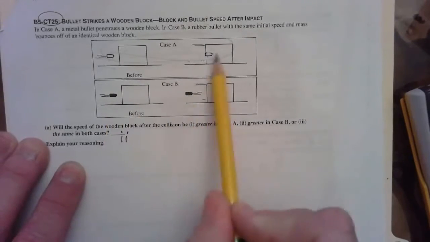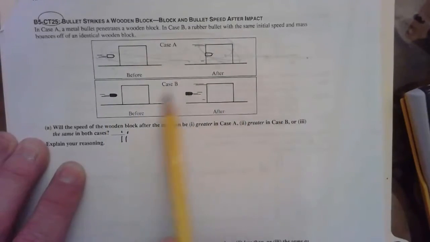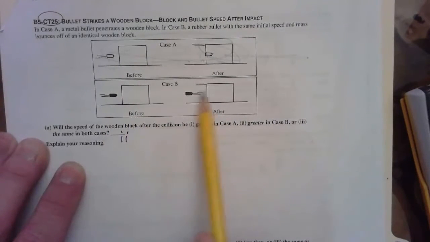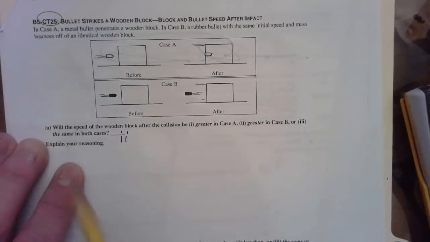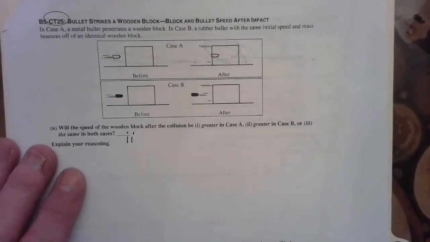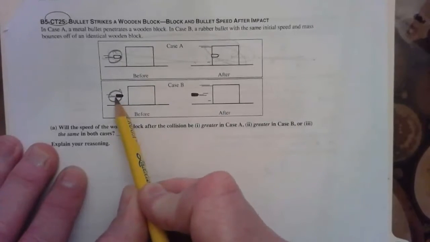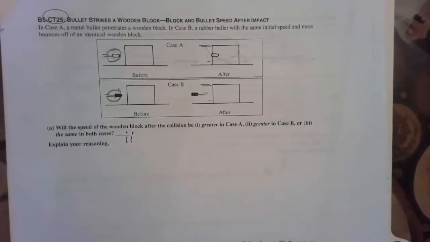And it requires a certain force. So in this case, it would transfer momentum to this block. In the case of the rubber bullet here, it's like the rubber ball. It's going to hit and bounce back. So does this or this experience a bigger change in momentum?